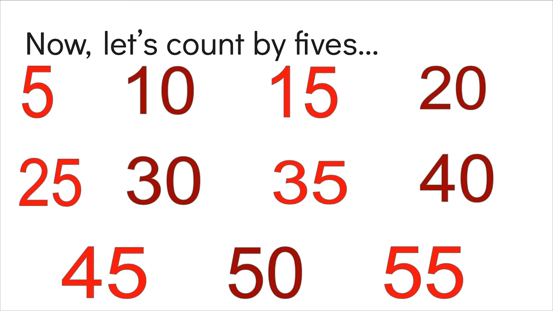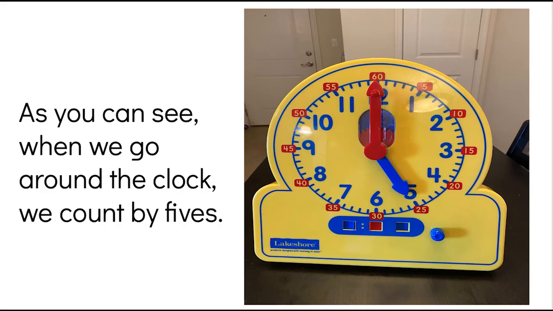Now let's review counting by fives. 5, 10, 15, 20, 25, 30, 35, 40, 45, 50, 55. You might be wondering, why in the world am I having you count by fives? As you can see, when we go around the clock, we're going to count by fives. Above each blue number, there is a red number that shows the minutes.